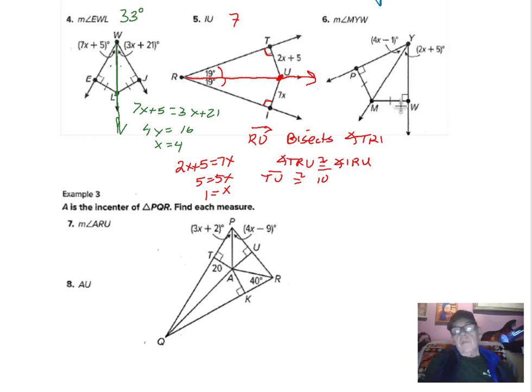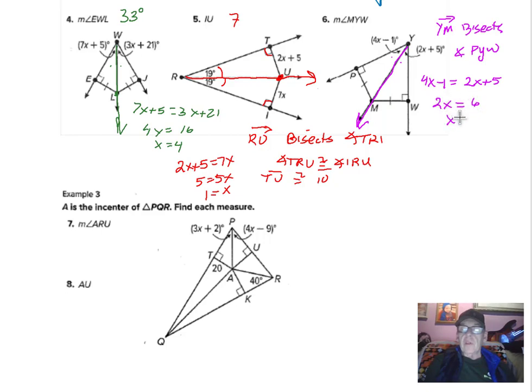Okay, they're showing us that M is equidistant from side YW and side YP. Therefore, M is on the angle bisector, and ray YM is the angle bisector. So YM bisects angle PYW. And that means that these two angles are congruent to each other. Definition of angle bisector. So 4x minus 1 equals 2x plus 5. Take 2x away from both sides. Add 1 to both sides. 2x's is going to be 6. X is going to be 3.